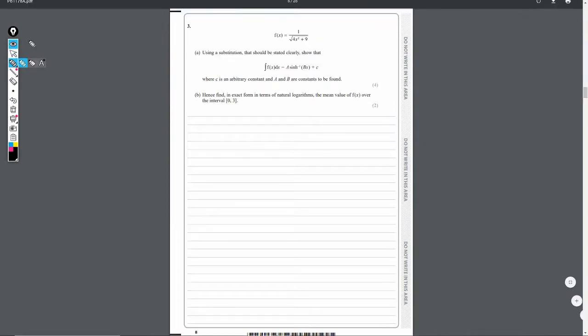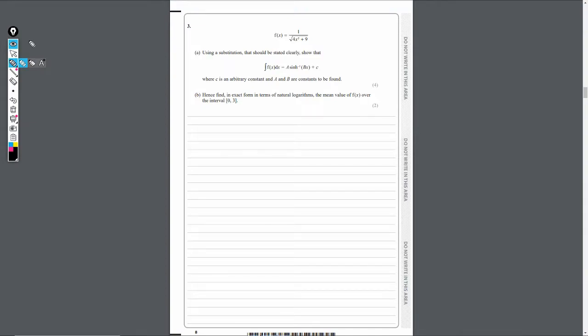Moving on to question 3 now, we have a question here to do with integration, and it's related to the hyperbolic trig functions, and it's using substitution. And we're asked to state clearly what that substitution is. And then part B is just a very brief one on the mean value theorem. Okay, so just 2 marks for that. So let's jump into question 3A. Let's have a go at tackling it.